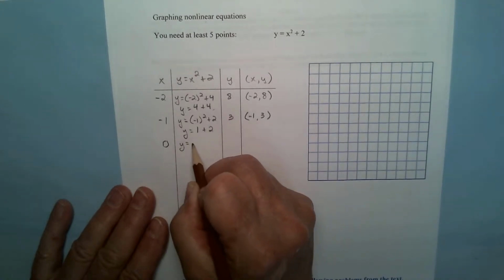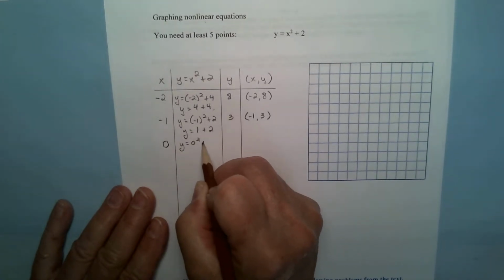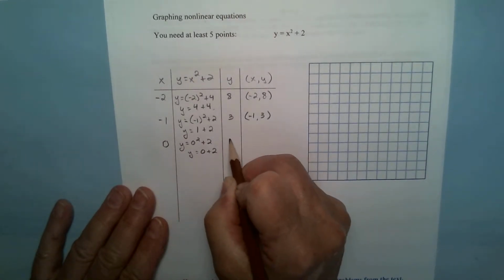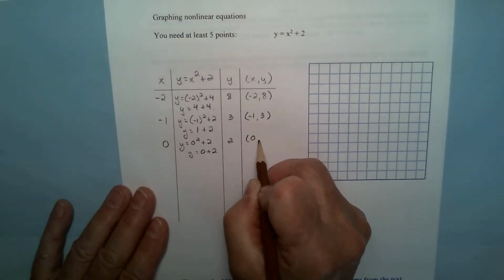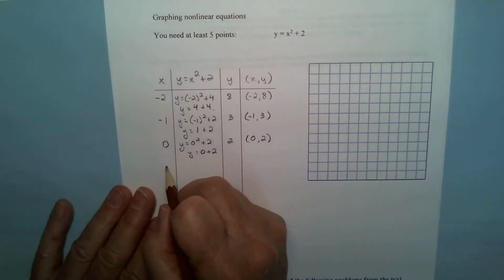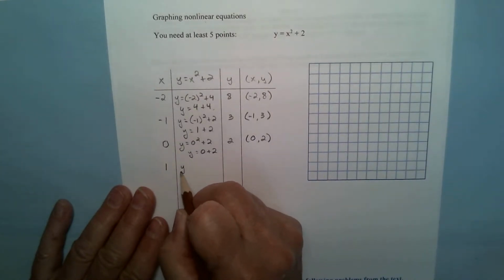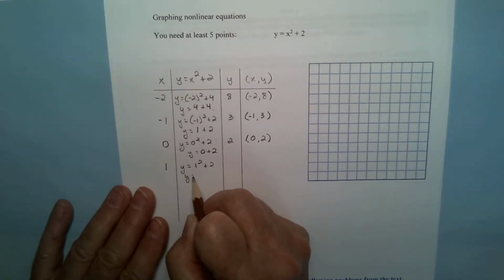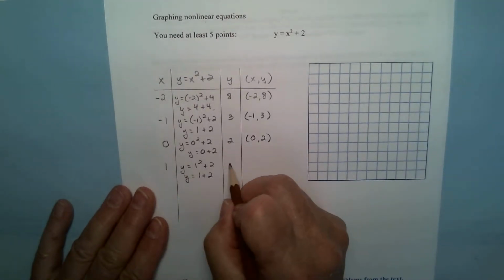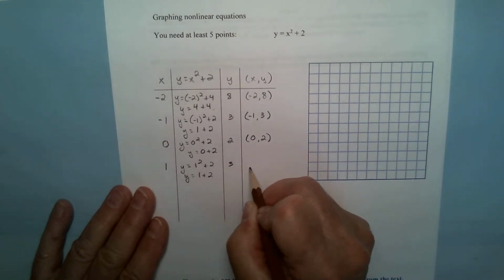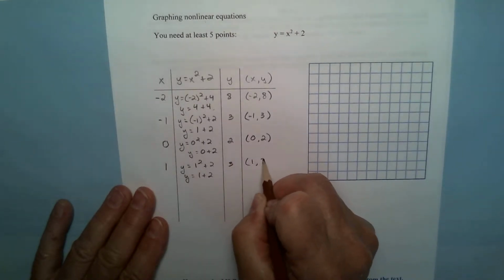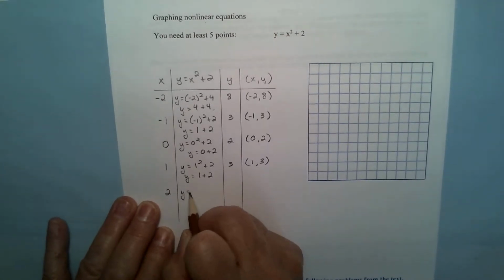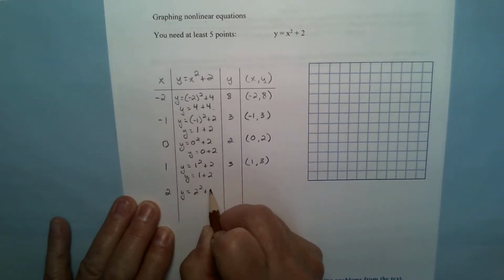I'm going to put in a 0. Y is equal to 0 squared plus 2. Y is equal to 0 plus 2. So I get a 2 there. 0, 2. Put in a positive 1. Y is equal to 1 squared plus 2. Y is equal to 1 plus 2. Y is equal to 3. So I got 1 and a 3. And finally 2. Y is equal to 2 squared plus 2.